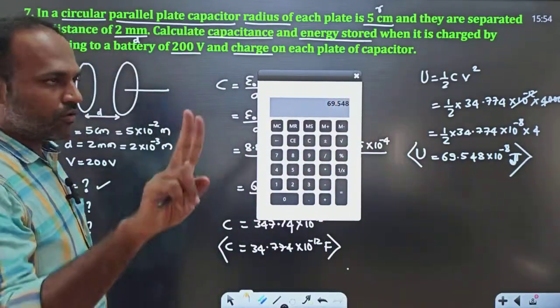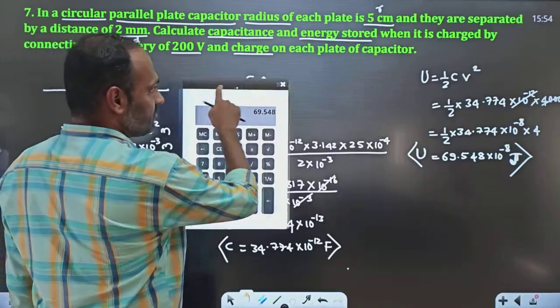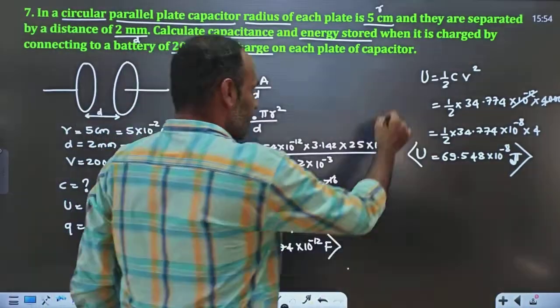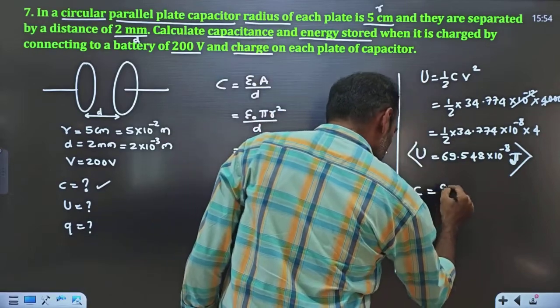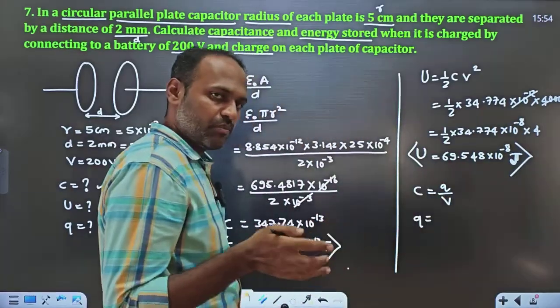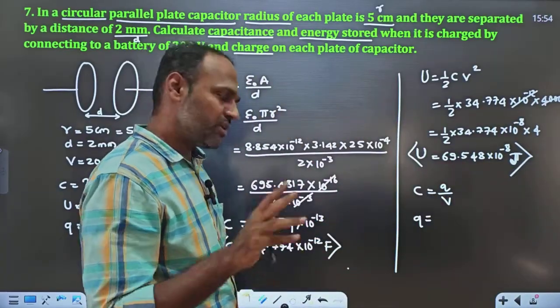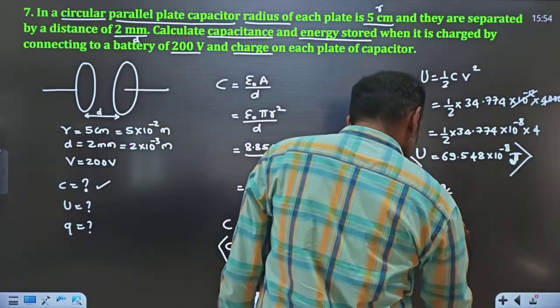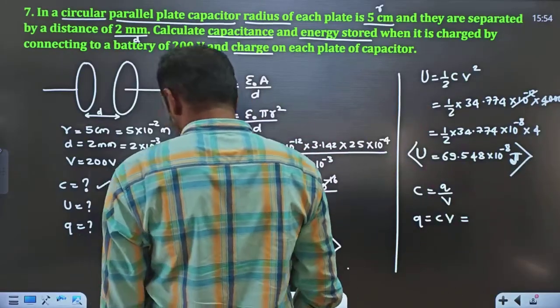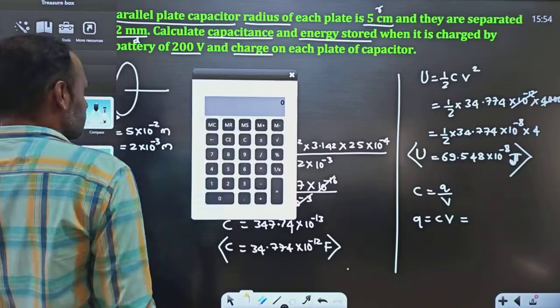Next, we have to calculate what? We have to calculate charge. To calculate charge, see, we have C is equal to Q divided by V. So Q you want. Charge on each plate will be the same. One terminal will be positive, one terminal negative, but the charge will be the same in magnitude. So Q is equal to C into V. C is known, V is known, you just multiply it.